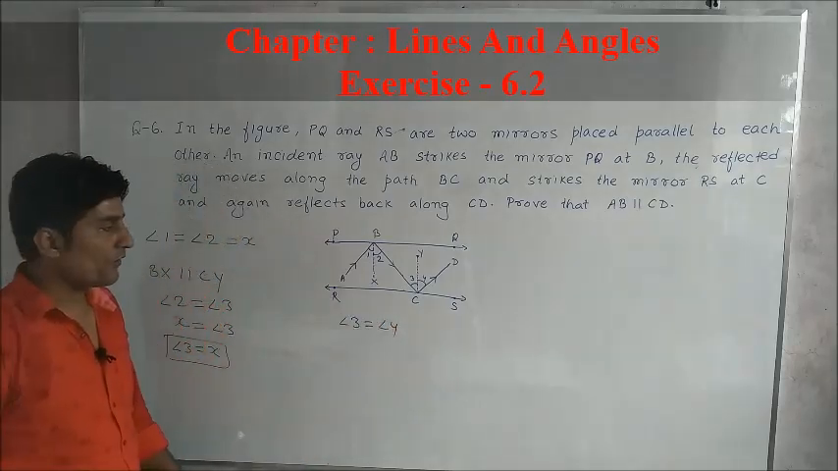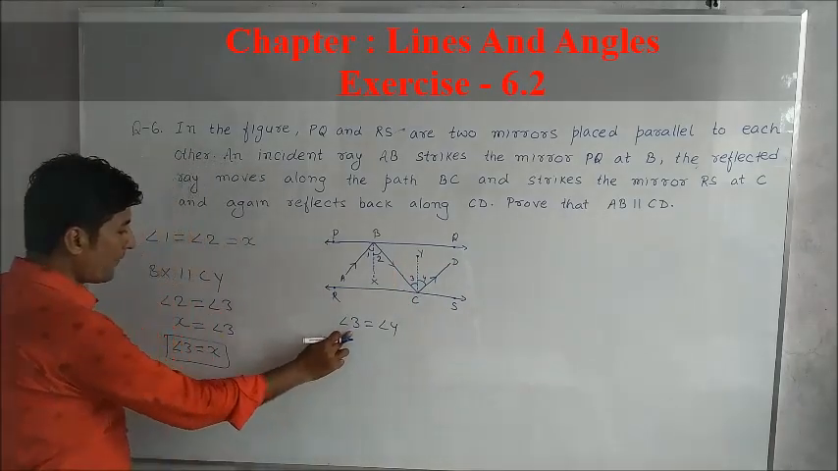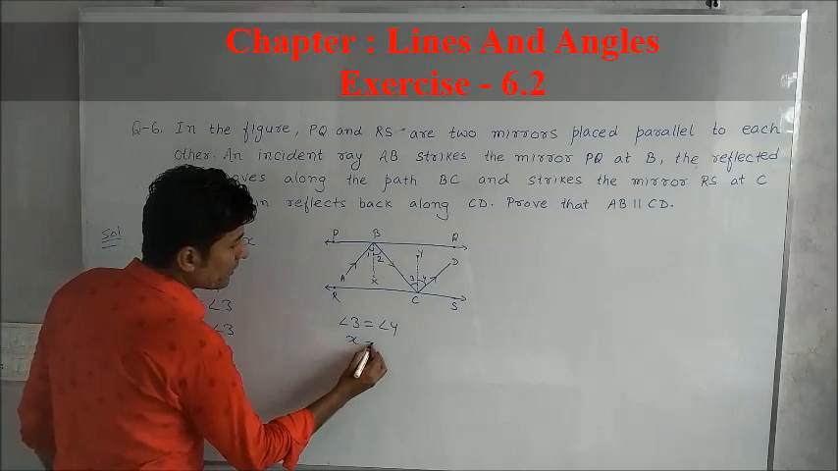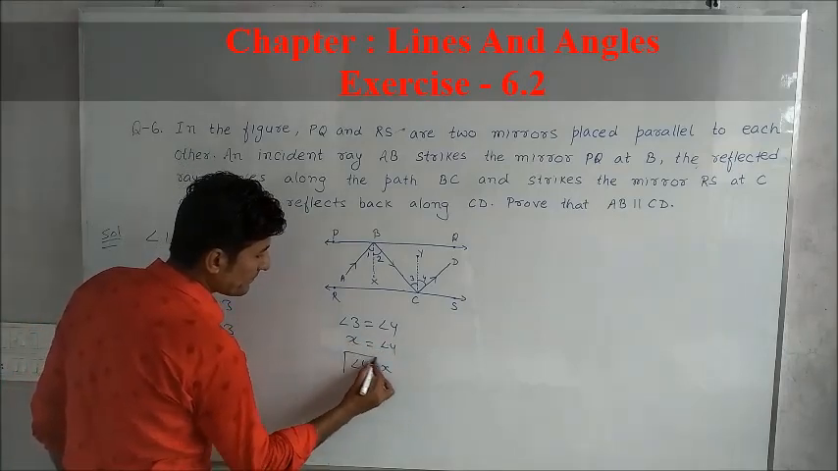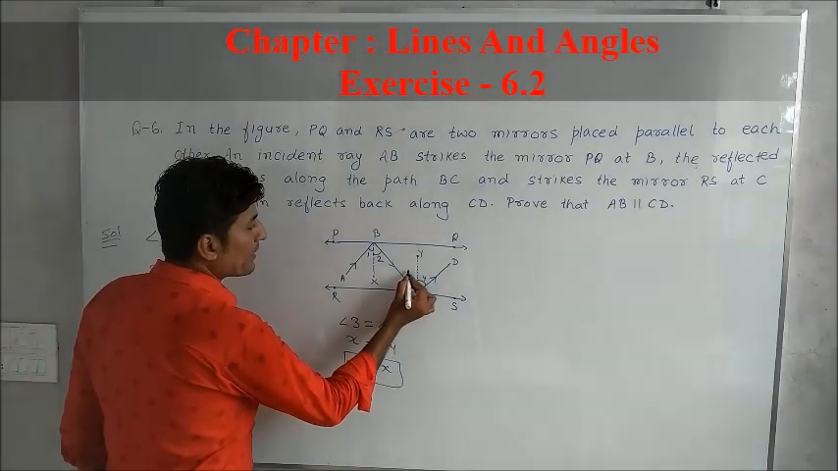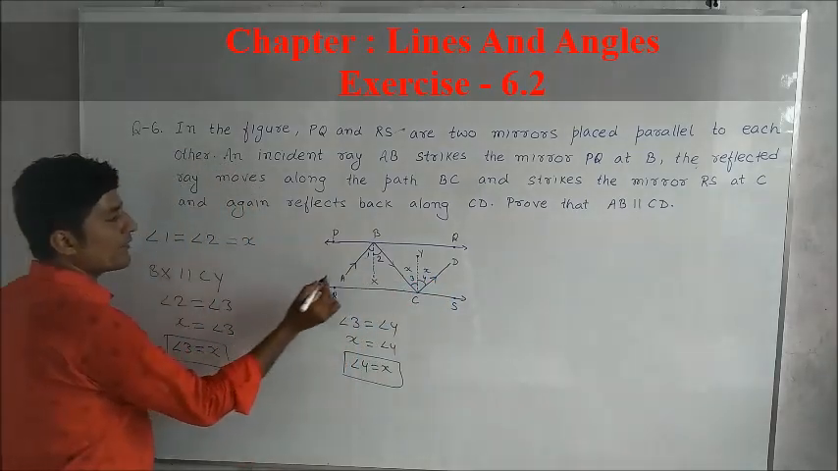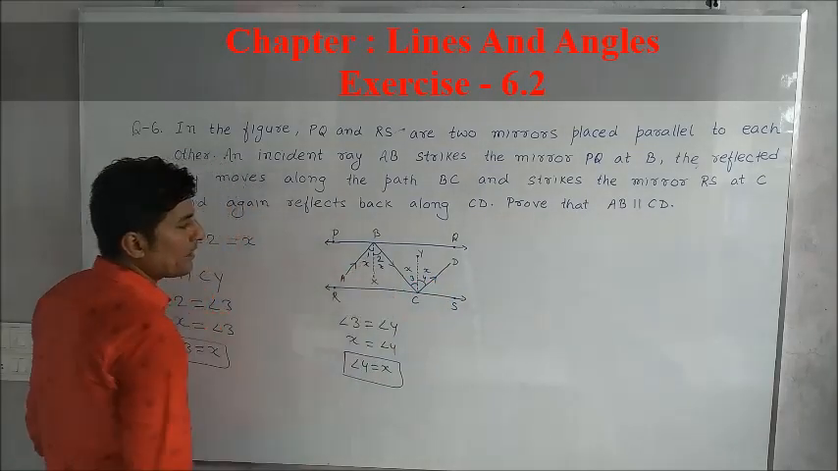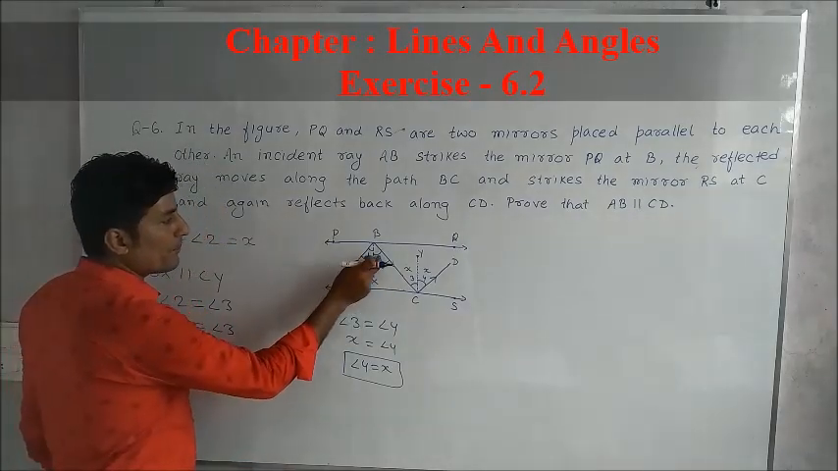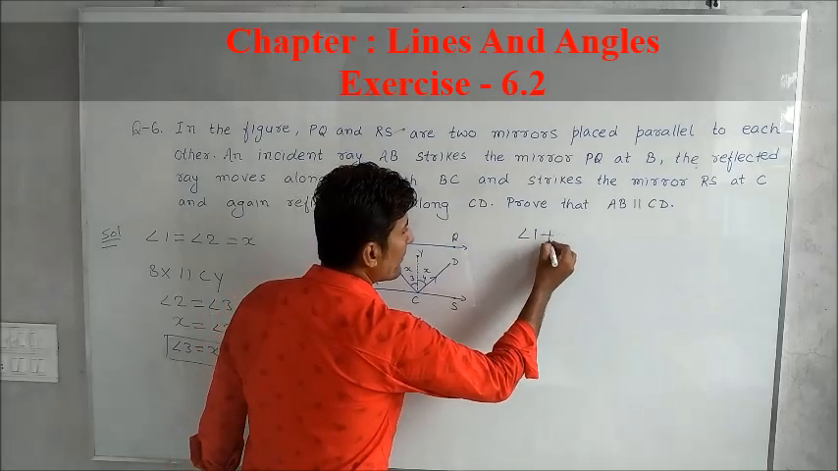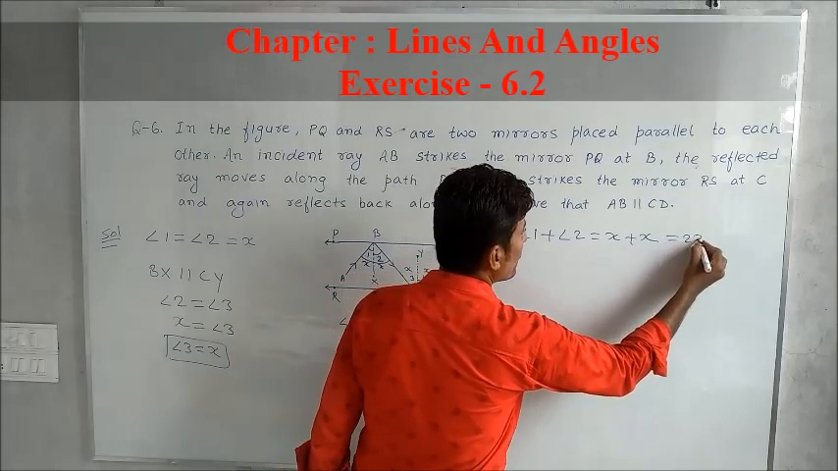According to the law of reflection of light, incident angle is equal to reflected angle. Since we got the measurement of angle 3 equal to x, the measurement of angle 4 will also be equal to x. Measurement of angle 3 we got x, angle 4 also x, angles 1 and 2 I have assumed x and x. Now we will find the measurement of this whole angle. We add 1 plus 2: x plus x equals 2x.